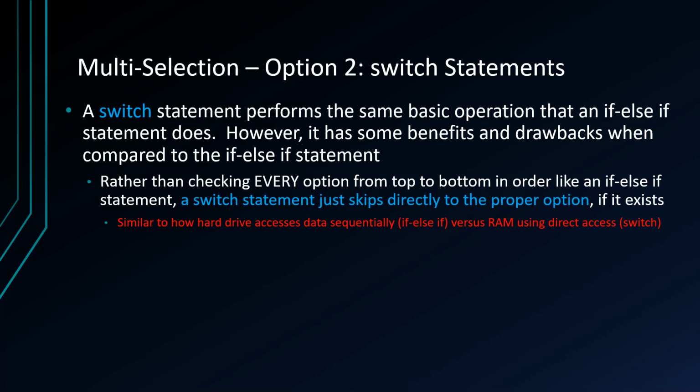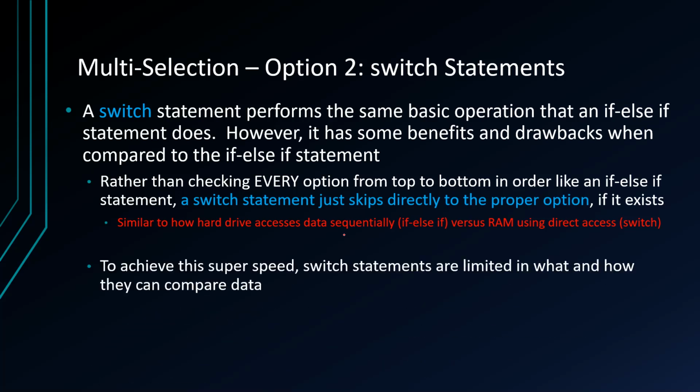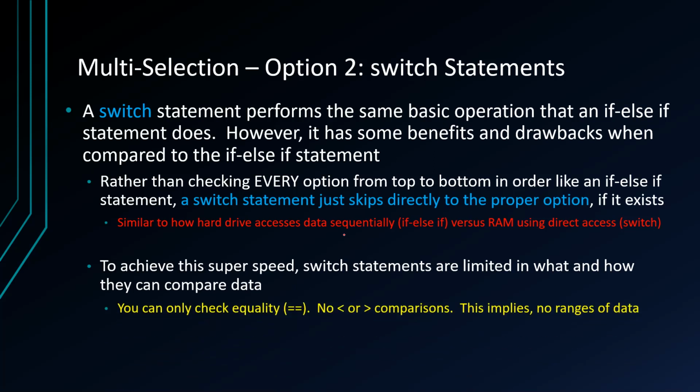So how does it achieve such a thing? How does it know where to go? Well, it does this because it gives us limitations and restrictions on how we can format our switch statements. So to achieve this super speed, switch statements are limited in what and how they can compare data. First and foremost, you can only ever check equality. Exactly equal to. You can't check less than, you can't check greater than, you can't check less than or equal to or greater than or equal to. You can only check equal to, which means ranges are impossible using switch statements in C#.